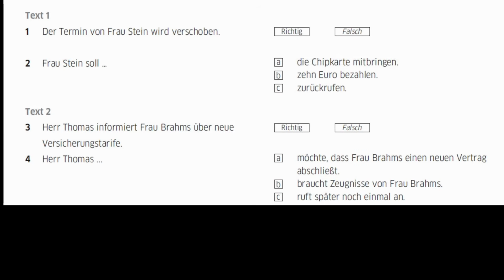This is what your Teil 1 looks like. In this, you have 5 sections called Text 1, Text 2, Text 3, 4 and 5. And each text has 2 questions. So you have a total of 10 questions in Teil 1. And under each text, you have the first question as richtig oder falsch and your second question is in MCQ format. Now, you need to remember 2 things before you approach these questions.